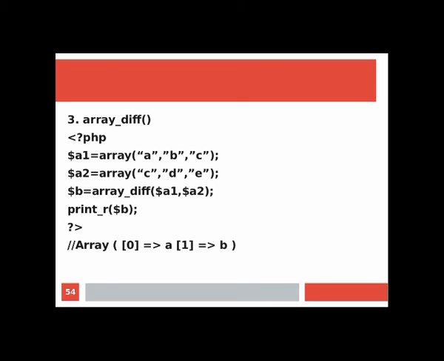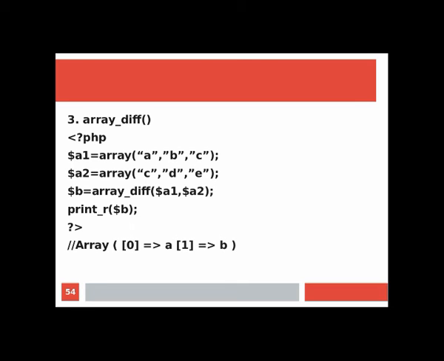That means we have our two arrays here, and we have taken the display statement, that is print_r, to print the complete array, here $b. That means whatever the array difference of a1 and a2 is, we have taken in b. Then the end of the PHP tag, and the output is printed in this way. Because of print_r, here is an array, with first subscript 0 => a, and second subscript 1 => b.